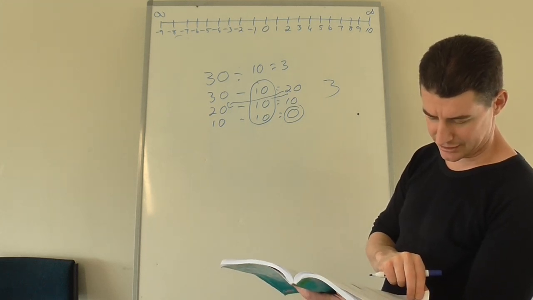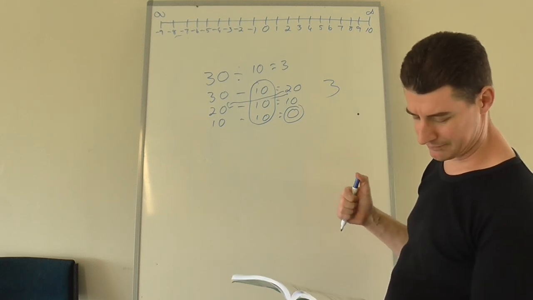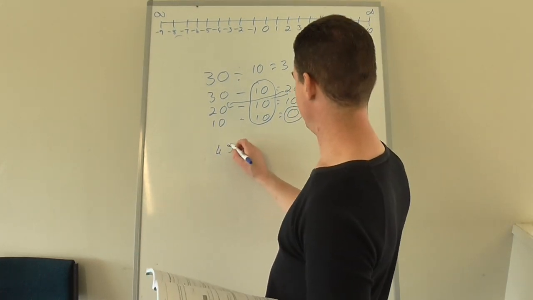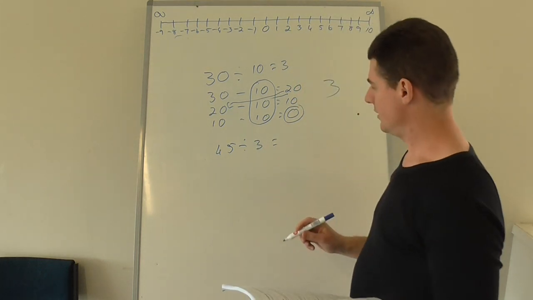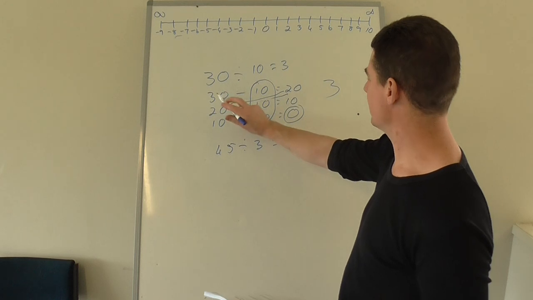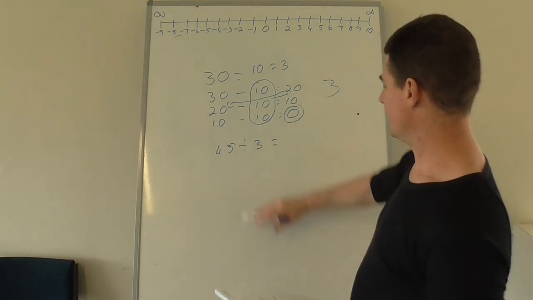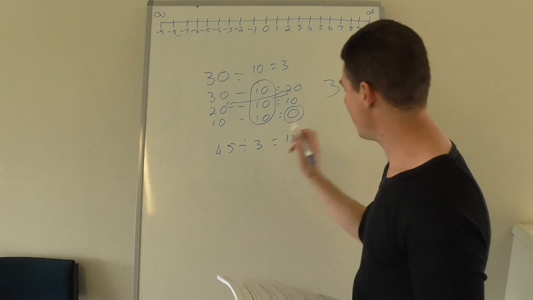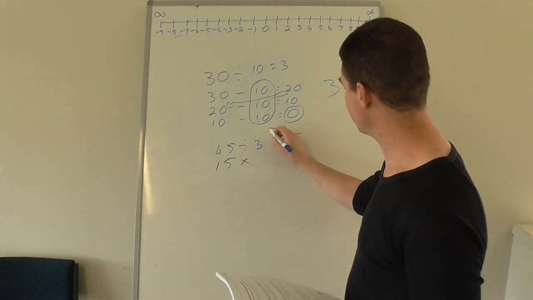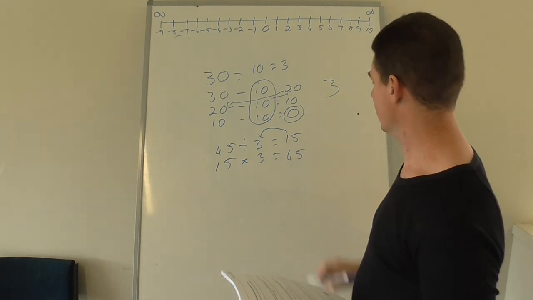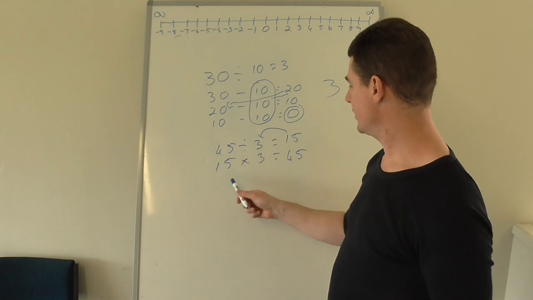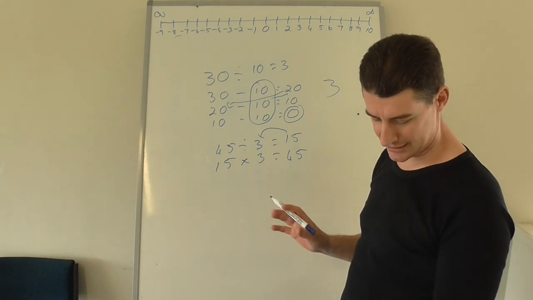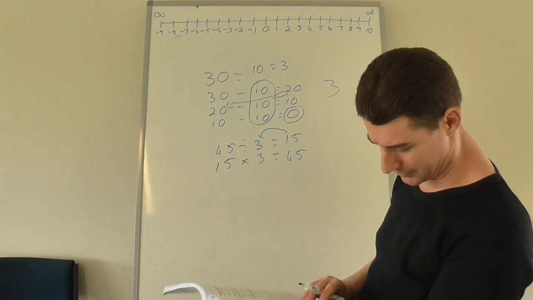Okay, so division is the inverse or the opposite of multiplication. So what does that mean? 45 divided by 3 is 15. If you say 45 and you have to deduct 3 the whole time, you're going to do it 15 times. So 45 divided by 3 is 15, but 15 multiplied by 3 gives you 45. So in other words, division is just the opposite of multiplication. That should be easy enough. Let's look at some examples here.